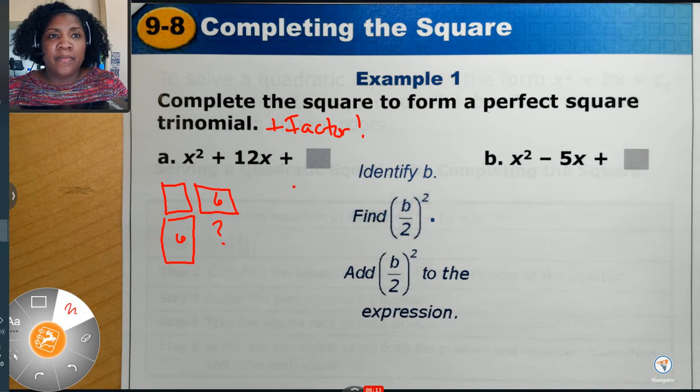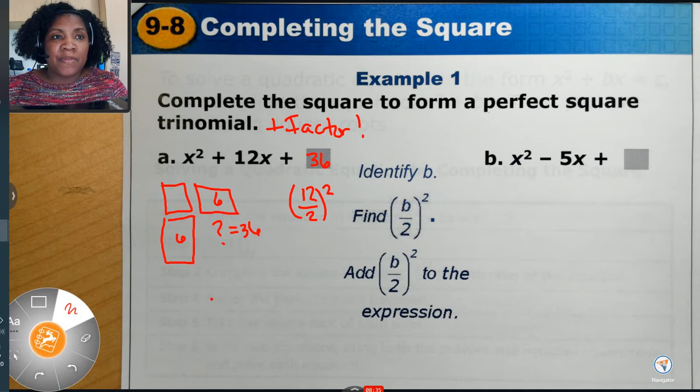Mathematically, we calculate that by taking 12, dividing it by 2, and then we have to square it. Because if you think about it, 6 times 6 equals 36. Mathematically, what we're adding to problem A is a value of 36. That completes our square. Our last step is to go ahead and factor it into a binomial squared. Our variable is x, and the square root of 36, like we have already determined here, is going to be 6.